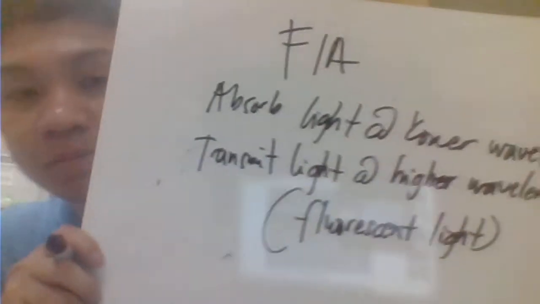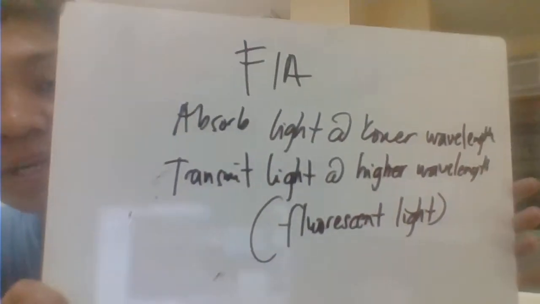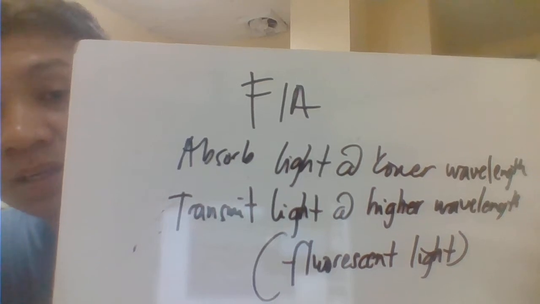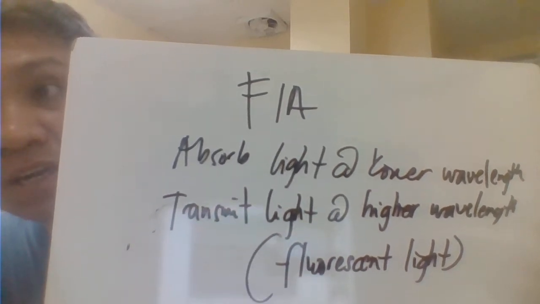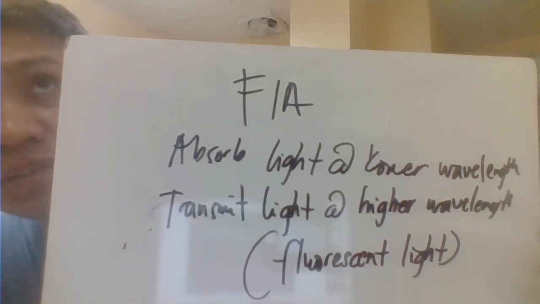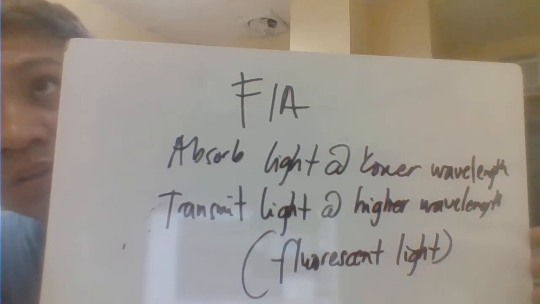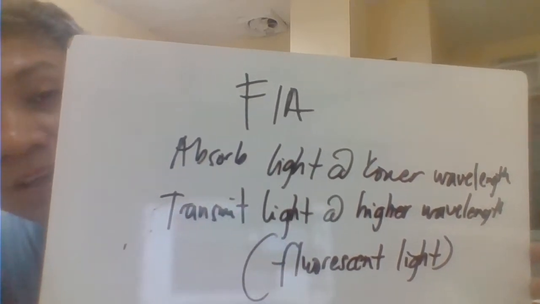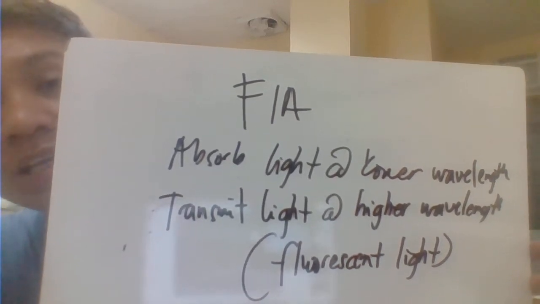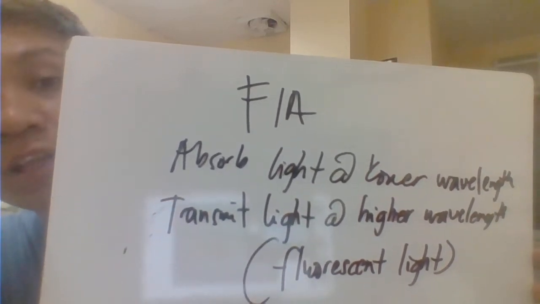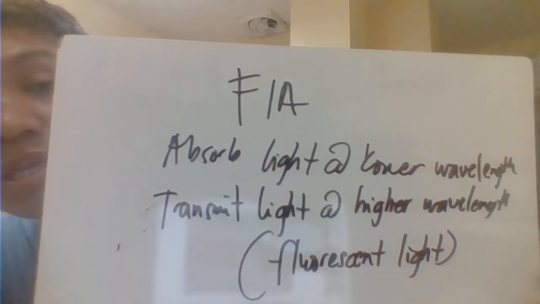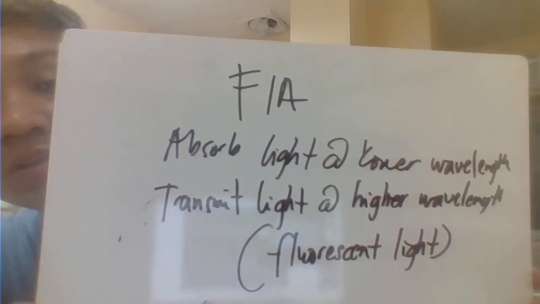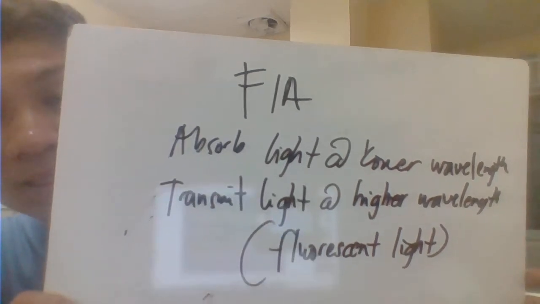Okay, your fluorescent immunoassay makes use of a fluorescent dye. The fluorescent dye utilized here is a fluorochrome. It is based on the principle that it has the ability to absorb light at a lower wavelength and transmit it at a higher wavelength, and that transmitted light is your fluorescent light.